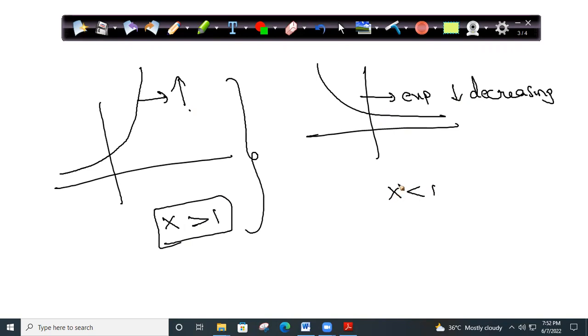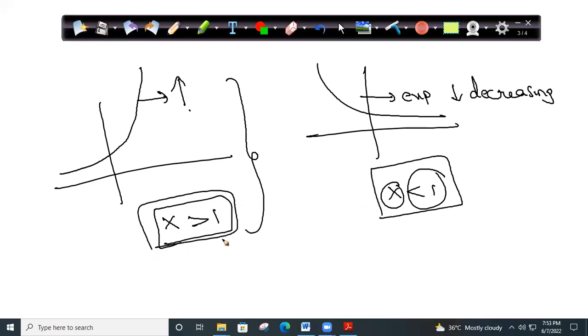Exponentially decreasing means multiplying, not x, multiplying with a number less than 1. Exponential increasing means multiplying with a number greater than 1. Exponential decreasing means multiplying with a number less than 1. So we have 2 parts here: exponential increase and exponential decrease.